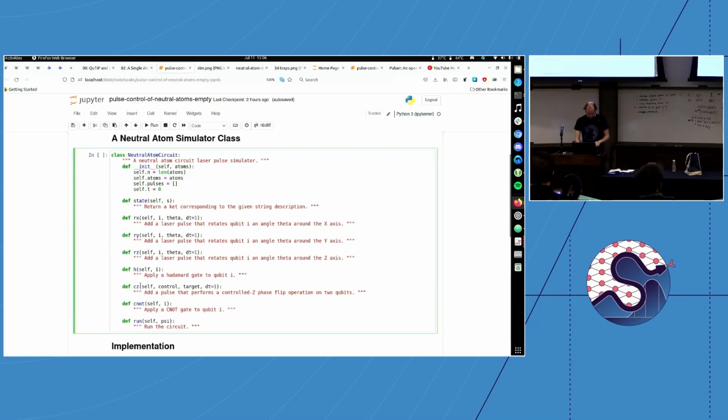Then there are two qubit gates. One is this controlled Z, which we'll get to. It just says that if the control qubit is 1, then flip the phase of the target qubit. That essentially introduces a minus sign, changing beta to minus beta. And run will be the thing we actually use to run our circuit. So even if you just write down class neutral atom circuit, you can leave everything else for later. Just have something to remind you what we're doing.